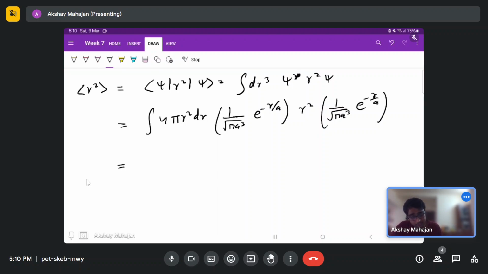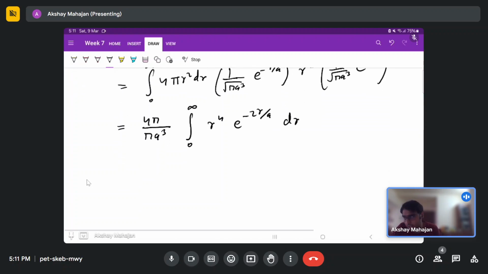So this we have to solve. I will take out the constants, 4 pi, and we have pi a cube outside. Then the integration will be over r from 0 to infinity. We will have r to the power 4 e to the power minus 2r by a dr. So this is the integral we have to solve.